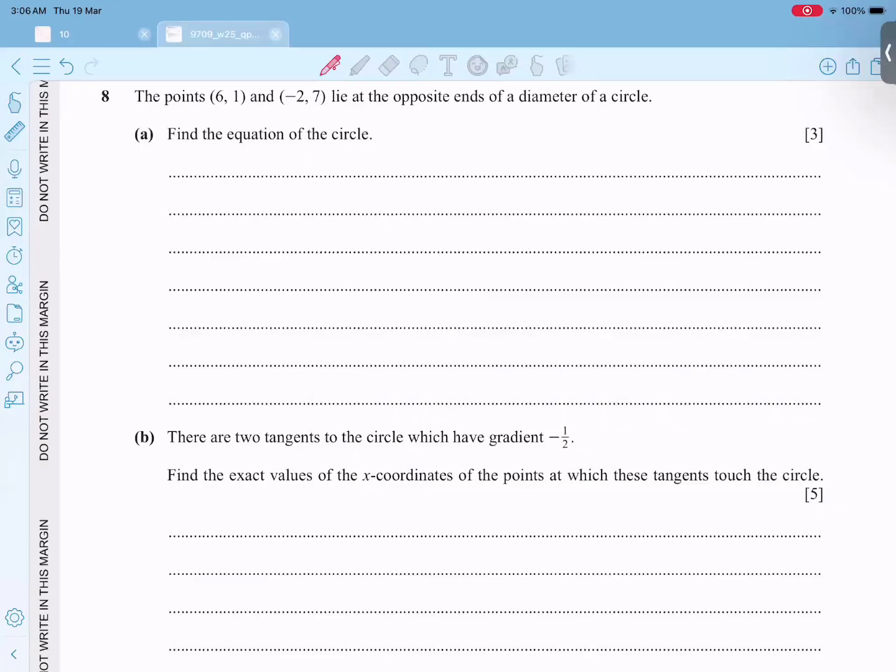Question number 8, students: we have points that lie at opposite ends of a diameter of a circle, and we must find the equation of the circle. When you have these kinds of questions, especially circles, the best idea is to draw a sketch as accurately as possible. The first part is not important, but still I will try to do it. Look here: 6, 1 means 6 across, 1, 2, 3, 4, 5, 6, and 1 up. Negative 2, 7: 1, 2, negative 2, and 7 somewhere here. So we have a circle like this.